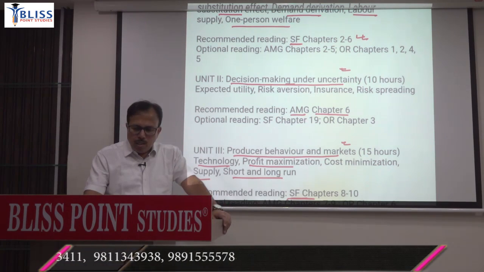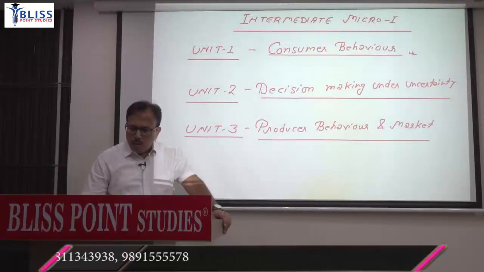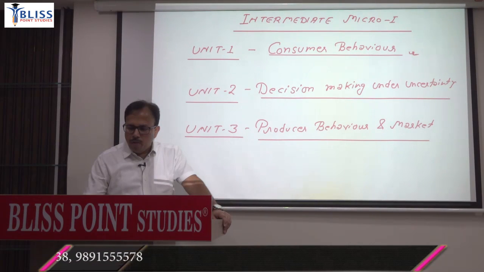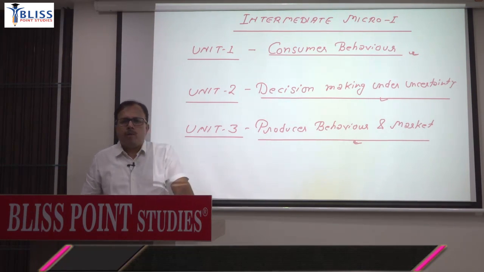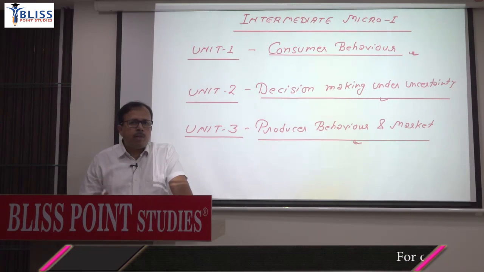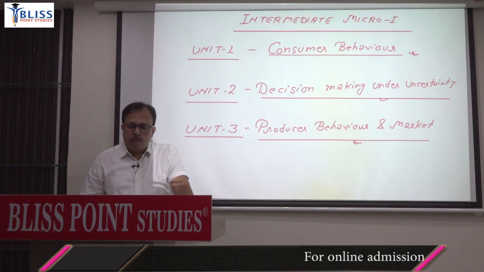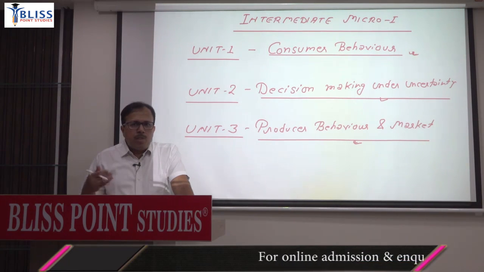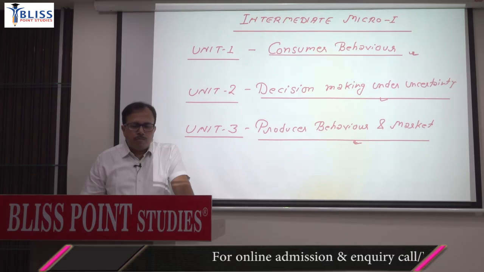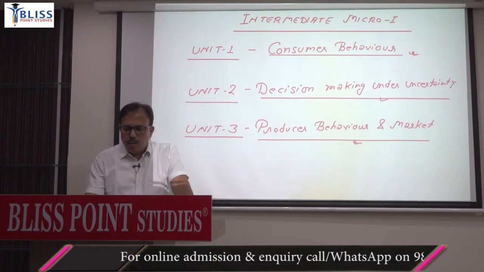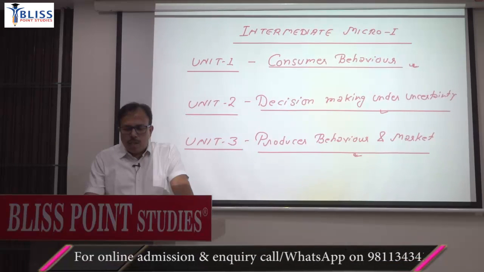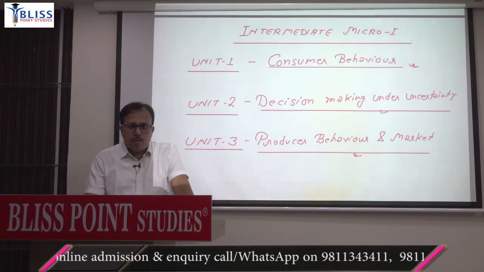So in this micro part, 3 units are there: consumer behavior, decision making under uncertainty, and producer behavior and the market. What will be the composition of questions? You have to wait for a few more days, once that update comes, what will be the format of the question. In that detailed reading list, everything will be there. But the information which is available, we are just starting the lecture from that, because your colleges are going to open now from 16th. So we are starting with intermediate micro 1 lecture first.